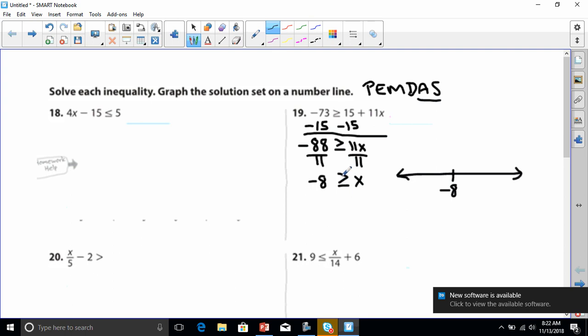Now I see there's a line under my inequality, so that means I'm going to shade in my dot. If there wasn't a line, I would have left it a circle with no shaded in dot. And now all the numbers are less than, see the smaller sign over here, less than negative 8. Well, all my numbers that are less than are to this side of the number line. So I would simply put my arrow pointing in that direction. And we're done with number 19.